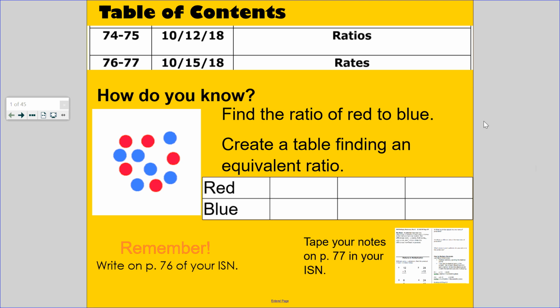This lesson is over rates. So let's look at our number routine about how do you know. Find the ratio of red to blue. Create a table finding an equivalent ratio. So ratio means comparing two quantities.